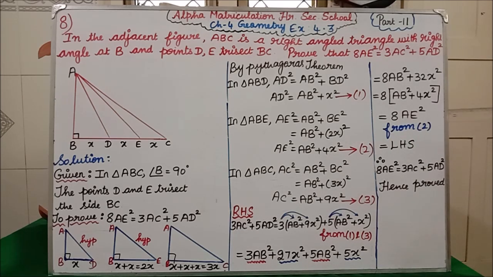Isn't it? So I am writing 8AE square. This only we want to prove. So from equation 2 we have written this 8AE square. Clear? So this is equal to 8AE square, which is our LHS. Therefore 8AE square is equal to 3AC square plus 5AD square. Hence proved.